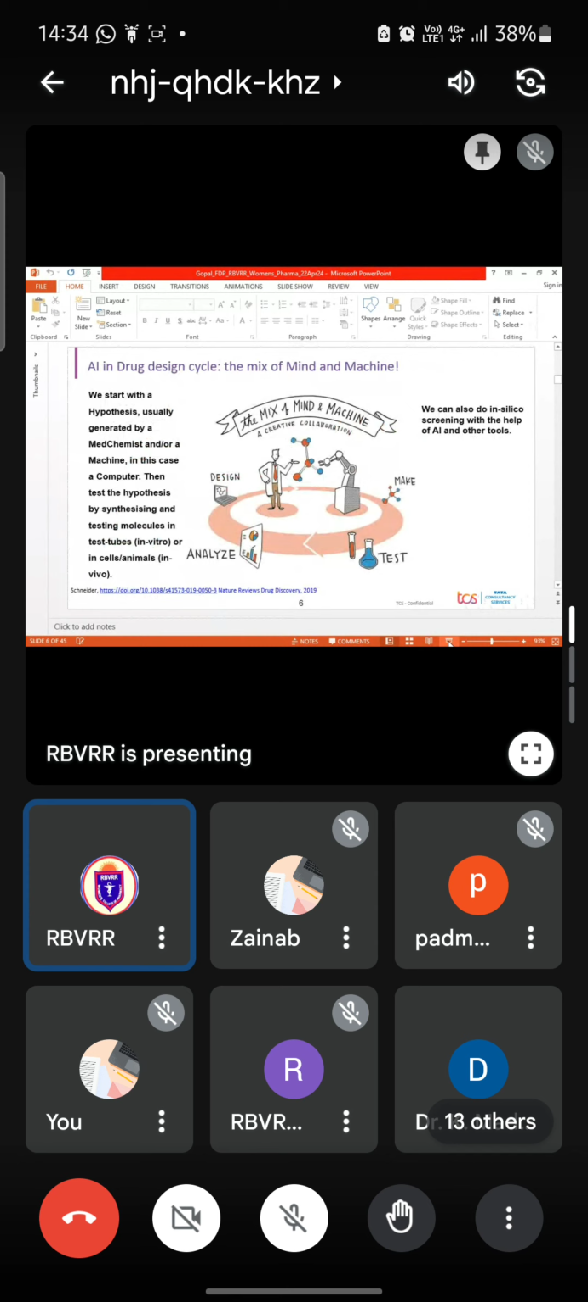So this bit here: a chemist, a human being, can make the molecule. Nowadays we have robo synthesizers. We can use them also to make these molecules. They can make more molecules, but of course, they can only make a limited variety of molecules, whereas humans can make anything.